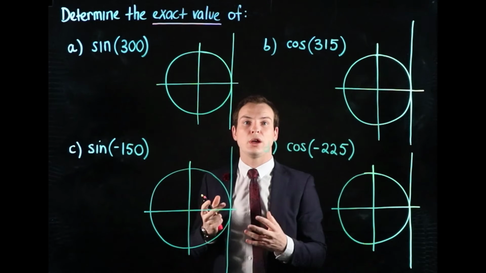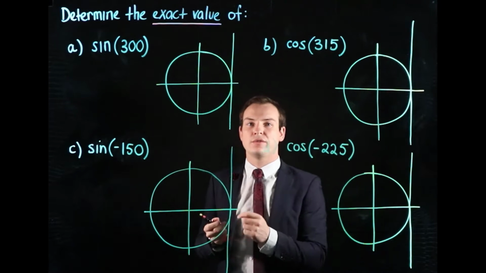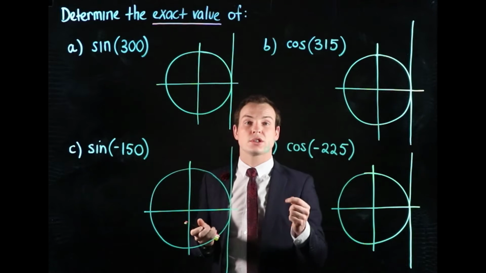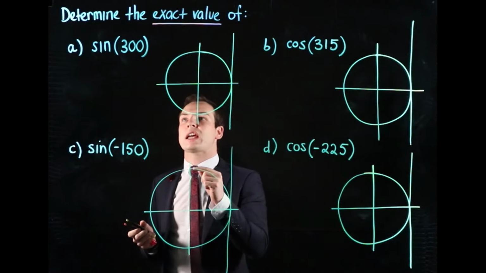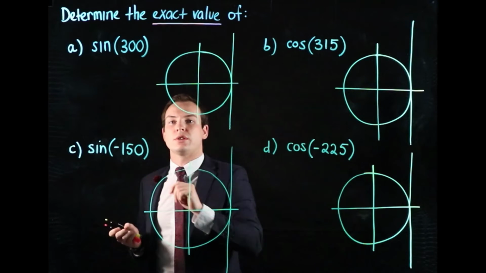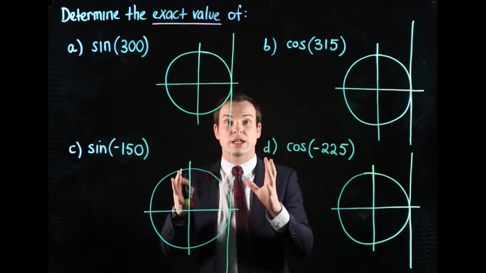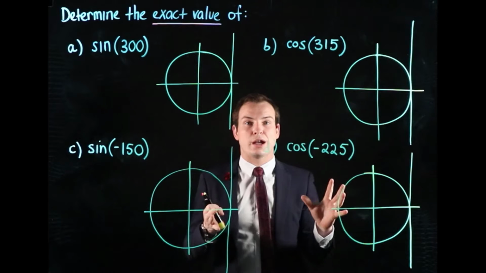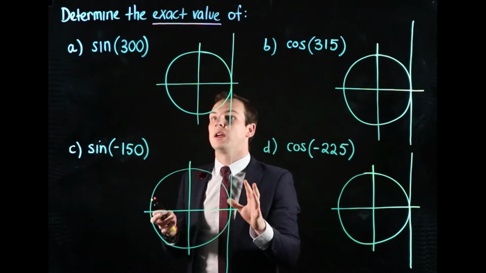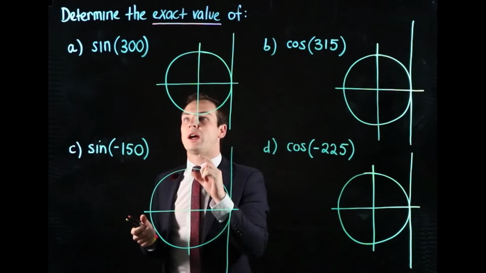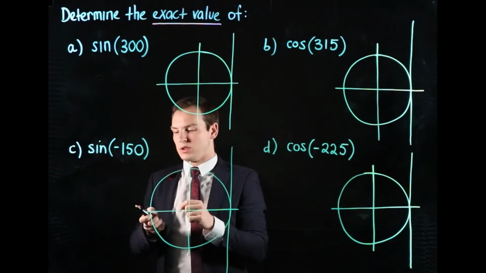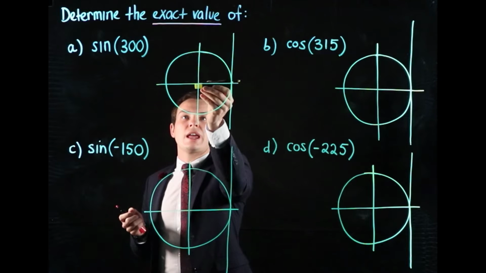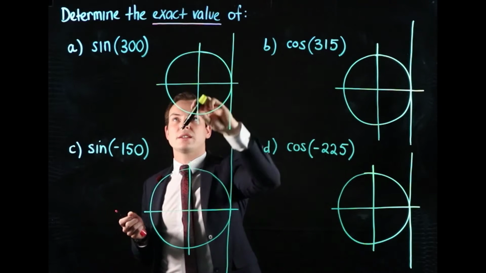Welcome to another video that's looking at finding the exact values of trig functions or circular functions. So for part A, we want to find the exact value of sine of 300 degrees. Once again, we start with unit circles as our basic setup and diagrams. Then we want to find the angle of 300 degrees inside a unit circle. So we're going to measure that anti-clockwise from the positive x-axis.